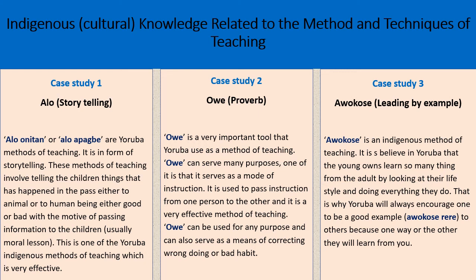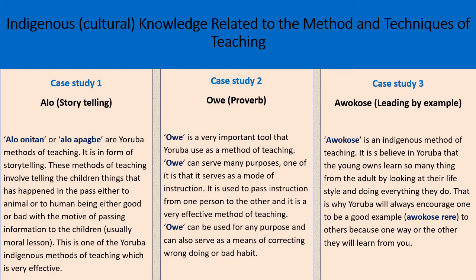So Alo can be Alo Niton or Alo Apagbe. Alo Niton has to do with storytelling, but Alo Apagbe has to do with a call and response, sort of. The person leading will say something, and the participant will say another one. That is Alo Apagbe. And these are some of the methods Yoruba use to teach.